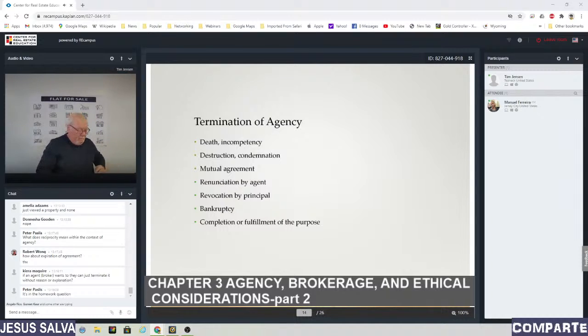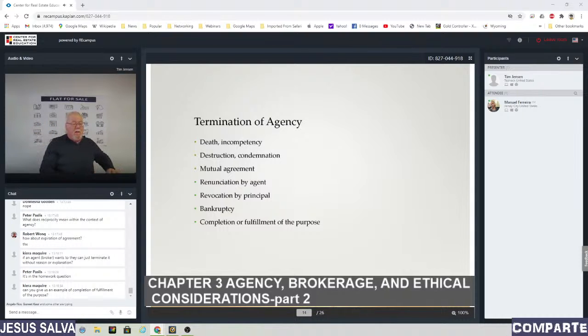1, 2, 3. Let's see, reciprocity. Which of the following will not terminate an agency agreement relationship? The answer is reciprocity. And that's the only thing in there that has nothing to do with agency agreements. So the answer to your question is reciprocity has nothing to do with agency agreements.